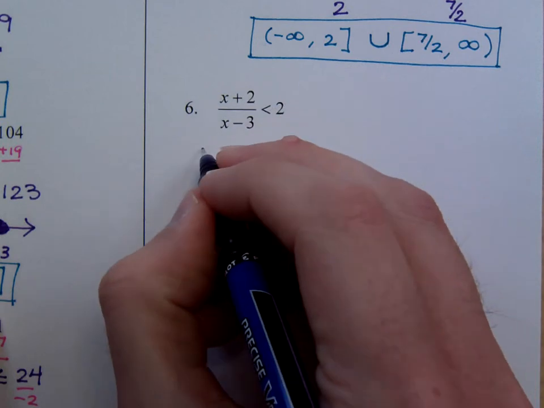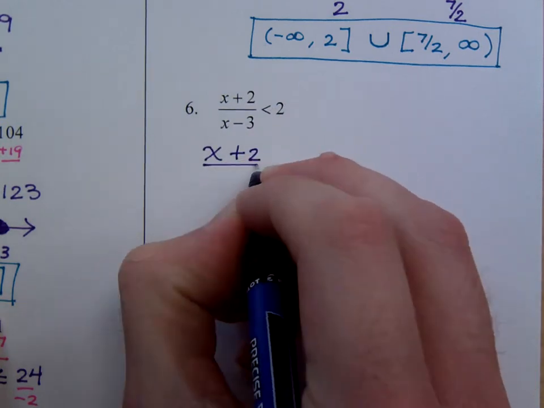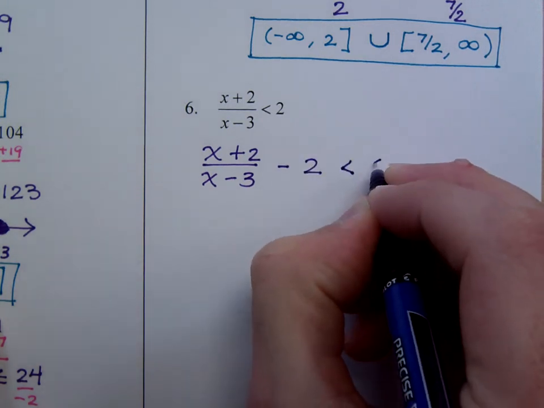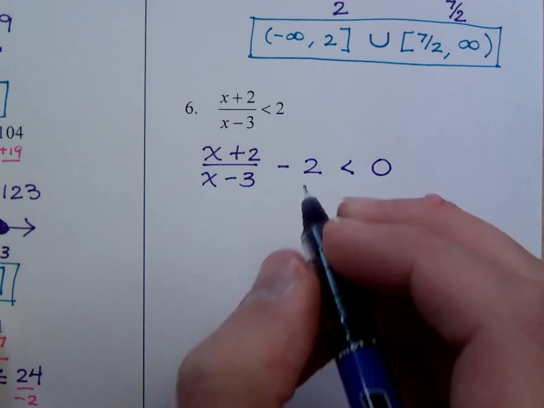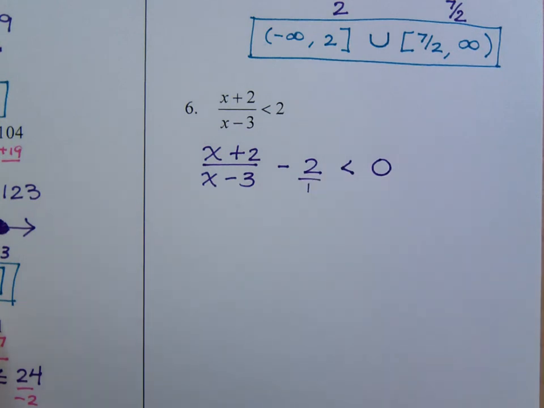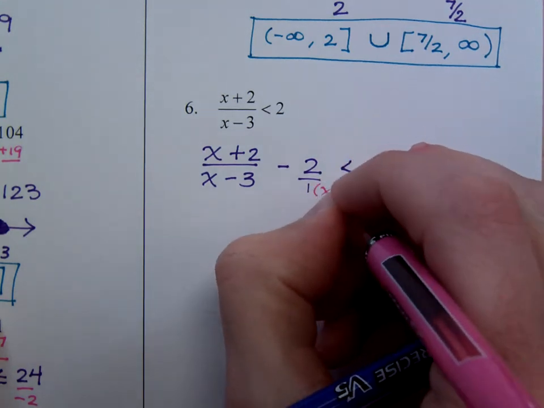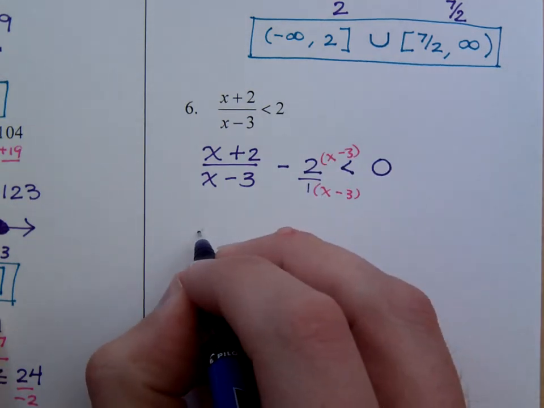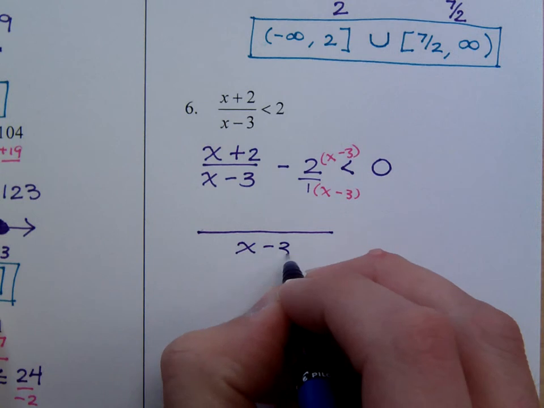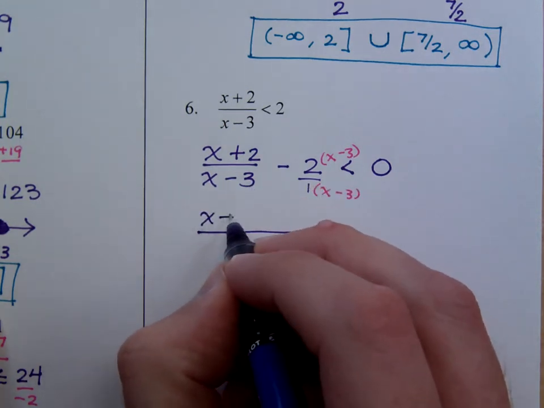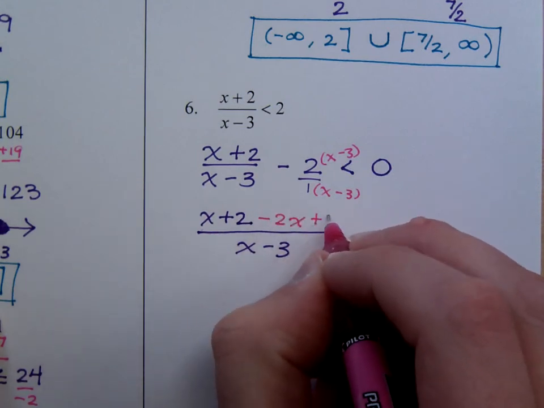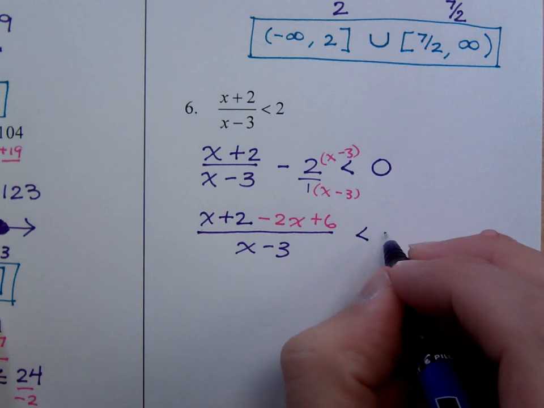So bring the 2 over by subtracting it. And now you want to get this to be one single fraction. That way you can clearly see what all the factors are. So we see here that this needs the factor of x minus 3 in both the numerator and denominator. So we have x minus 3, and in the numerator we'd have x plus 2 minus 2x plus 6. And all of this is less than 0.